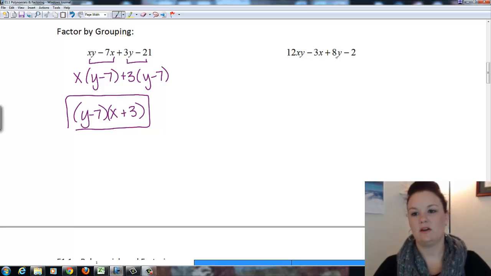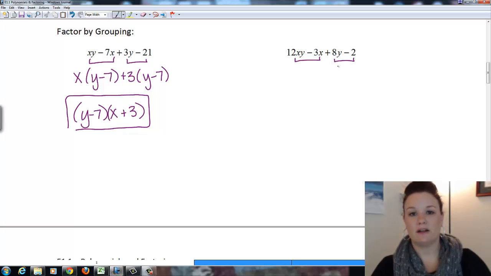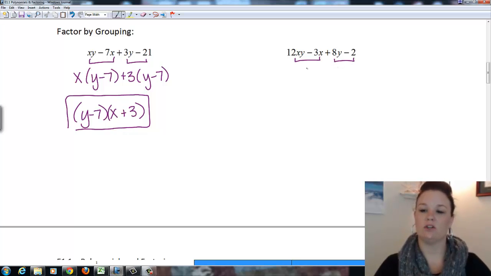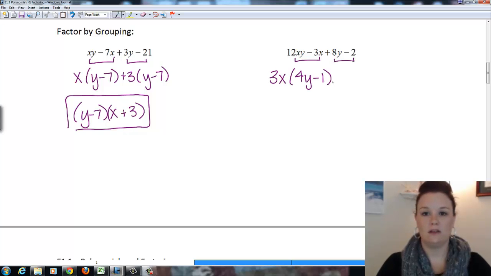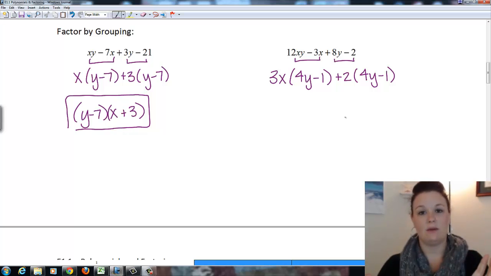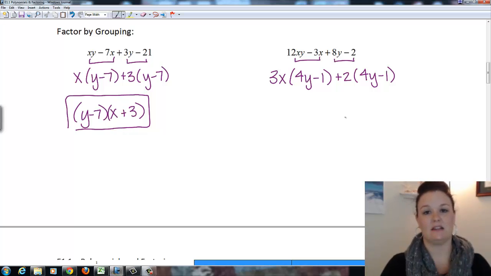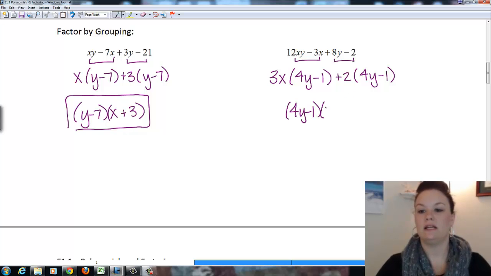Okay. Same thing over here. Want to do the same idea. There's no greatest common factor for all 4 terms, so I'm going to go straight into grouping. In the first pairing, I can take out a 3x, which leaves me with 4y minus 1. In the second grouping, I can take out a positive 2, which leaves me with 4y minus 1. And then again, when they have the same leftovers, I can then take the leftovers out. So if I take out that 4y minus 1 quantity, it leaves me with 3x plus 2.